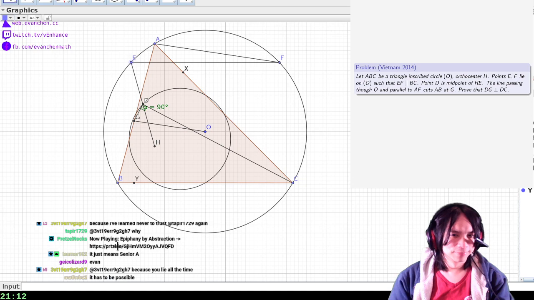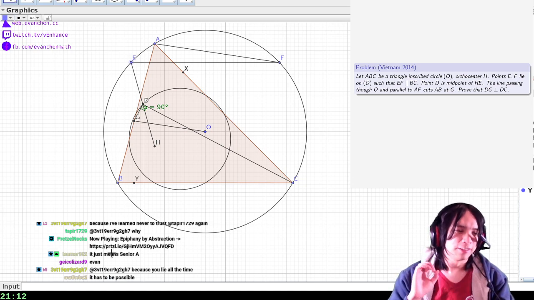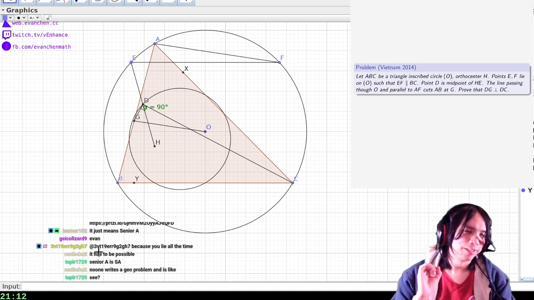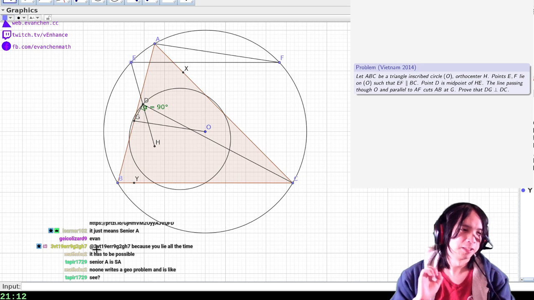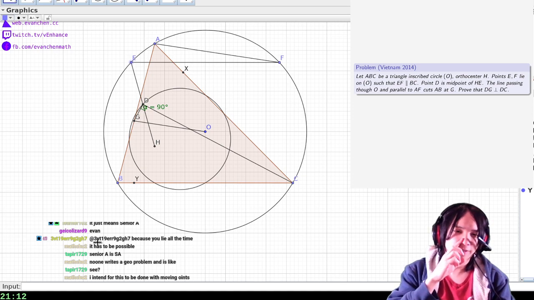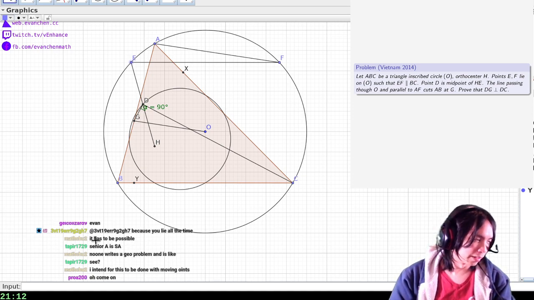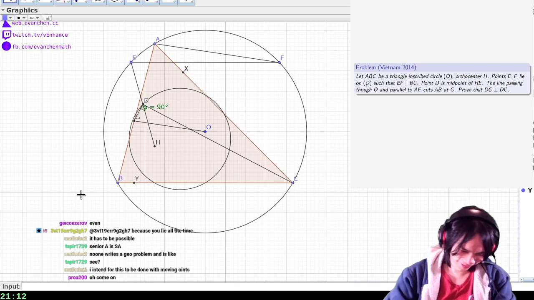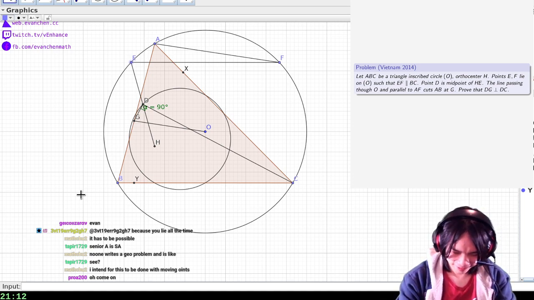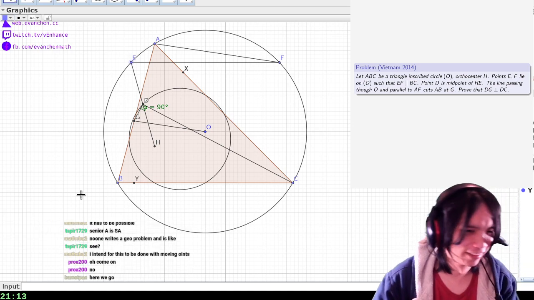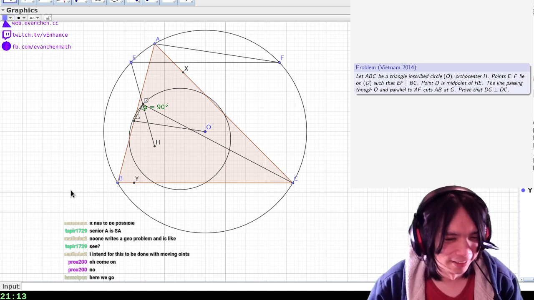Okay, I'll make you all the following deal. I'm going to do the complex bash just for instructional value. If anyone can get any synthetic progress before I finish complex bashing, then I'll continue to try to find the solution synthetically. If you can't even get me a step, then I'm going to adjourn the problem. Sound good? Alright, let's do this.